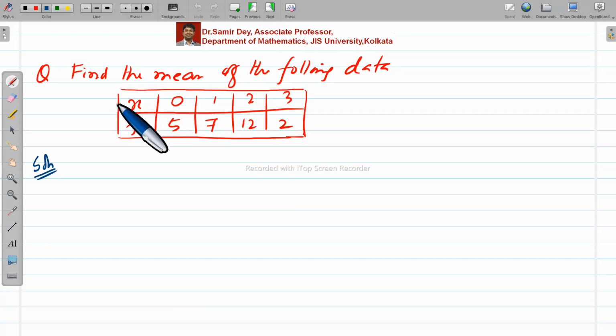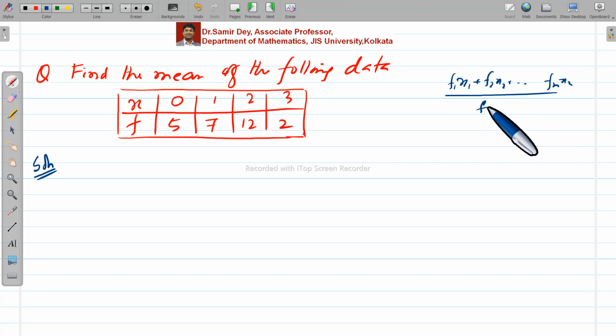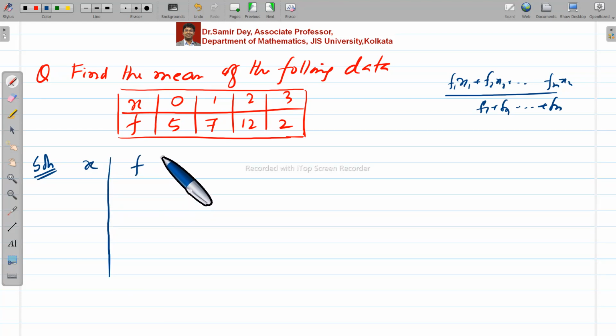Now try to understand the question. Find the mean of the following data. So here we have this data. The formula you already know: f1 x1 plus f2 x2 plus ... divided by f1 plus f2 plus ... fn, correct? So we can solve this in a table. Please write down first x, then f. So here we have 0, then 1, then 2, then 3.